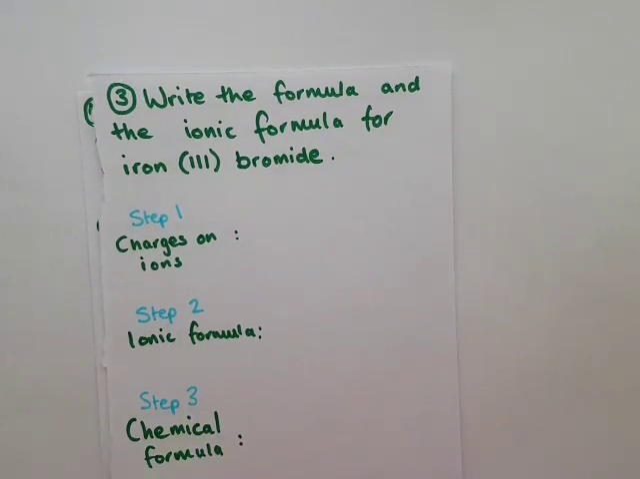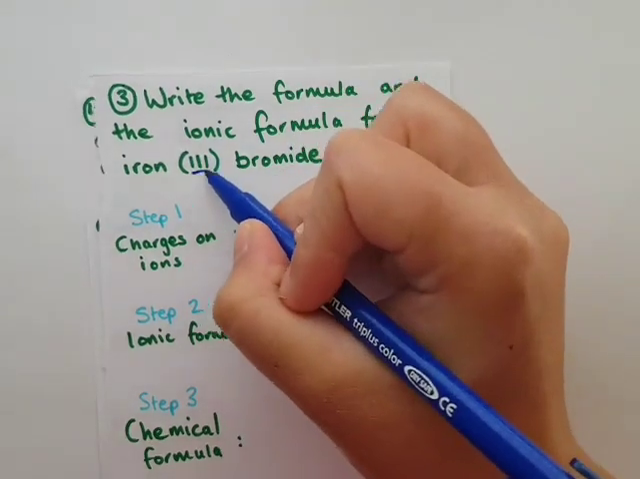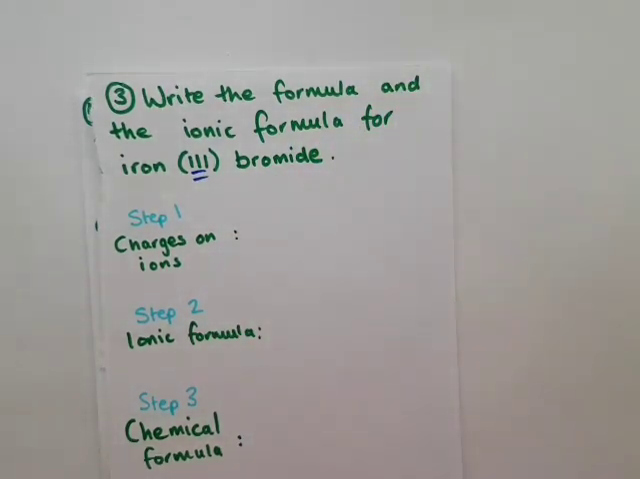Example 3. Write the formula and the ionic formula for iron 3 bromide. Now the difference with this question here is the number in Roman numerals. The number in Roman numerals actually gives you a bit of help because it tells you the charge without making you look at the periodic table.